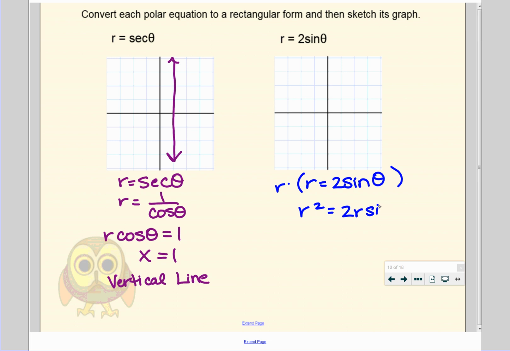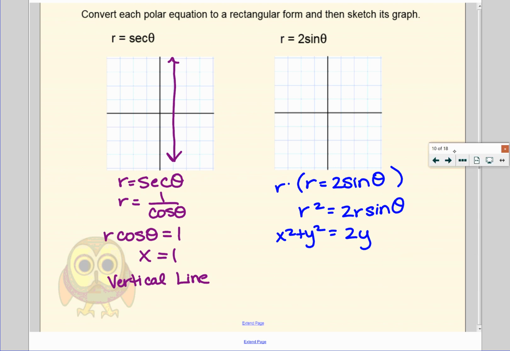And I have r sine, which we know is equal to y. R squared is equal to x squared plus y squared. Okay, it's all x's and y's. That's good. What is this the equation of? This is also a circle. Here's the problem though. You don't have the circle in standard form right now.